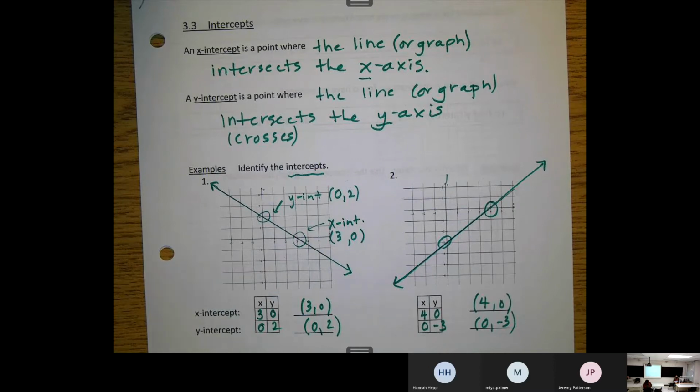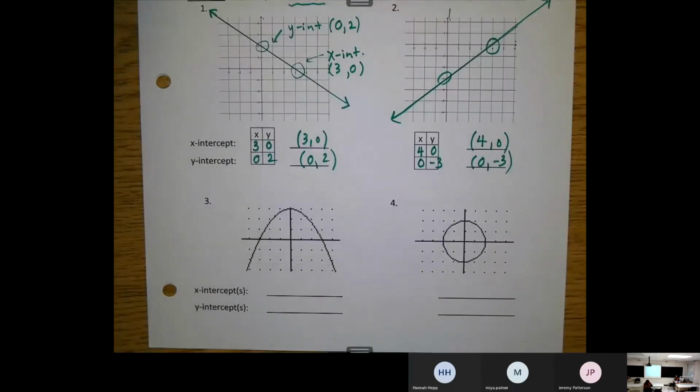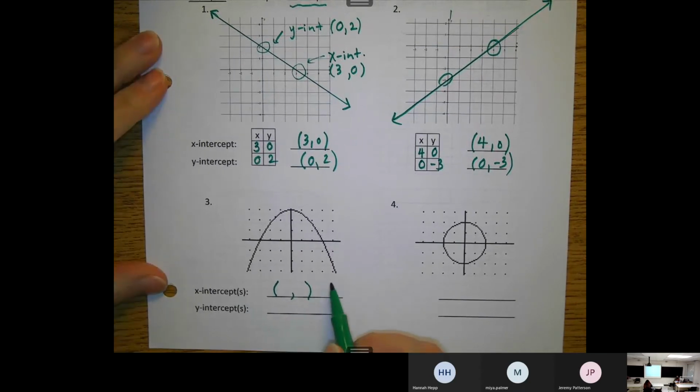See anything we can help out with so far? Well, at the bottom of that page, number 3 and 4, they are not lines, but they do still have intercepts. Take a second and see if you can find all the x-intercepts and all the y-intercepts for number 3 and number 4. If we were working on MATLAB, we would definitely want to put the comma and the parentheses. In other words, we want to write them as ordered pairs. And maybe sometimes there's more than one that you want to list.